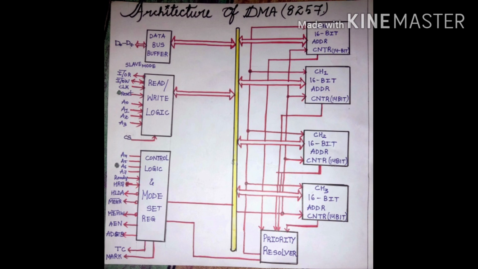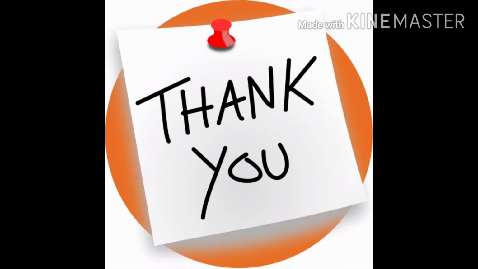Mark: whenever 128 bytes of memory have been transferred, it indicates the mark signal to the peripheral that the data is transferred. So this is about the architecture of the DMA 8257. Thank you.